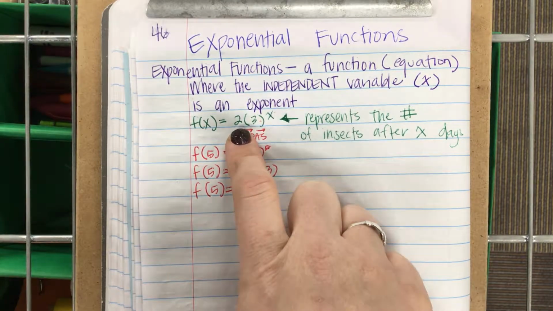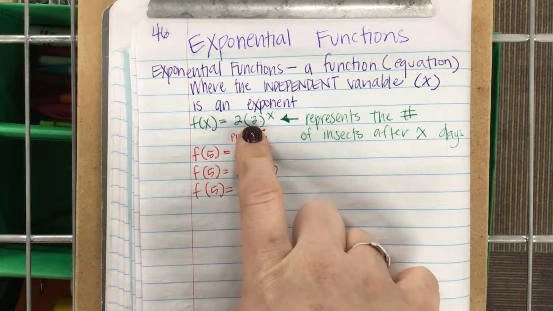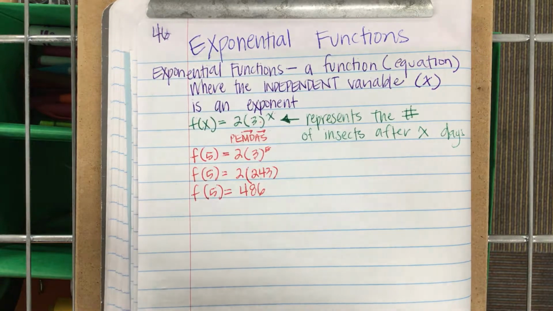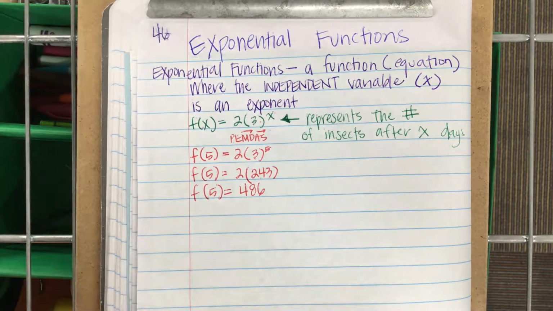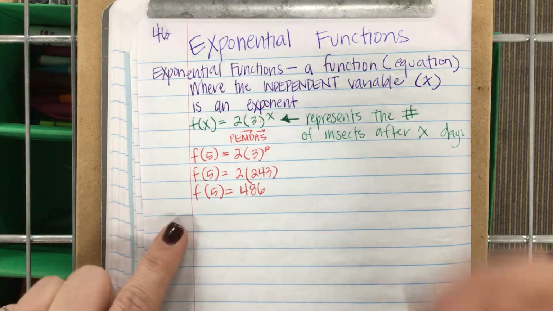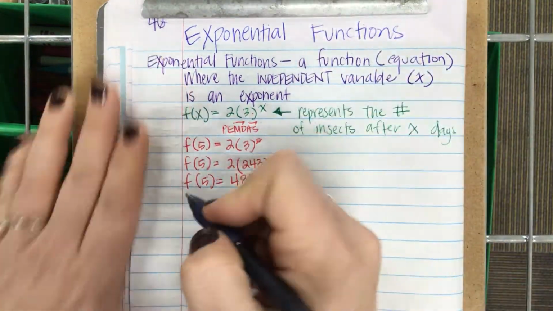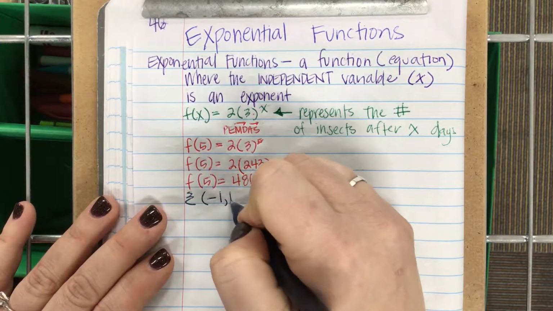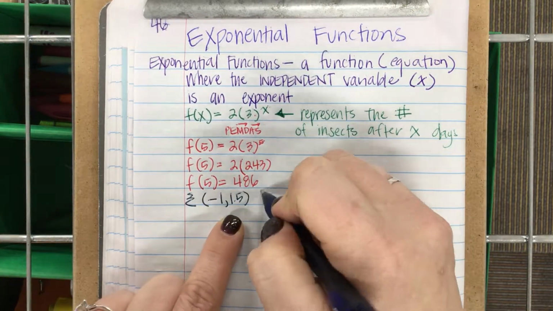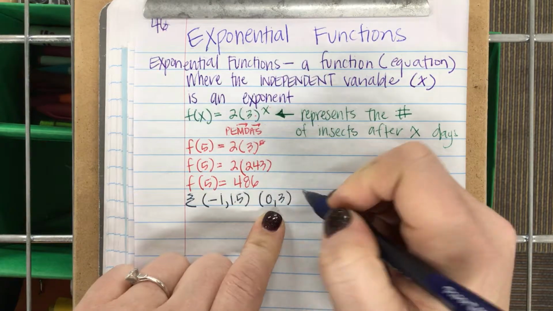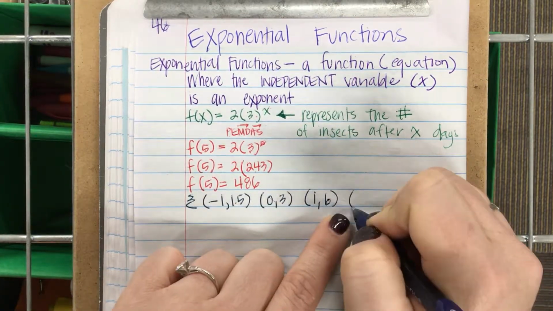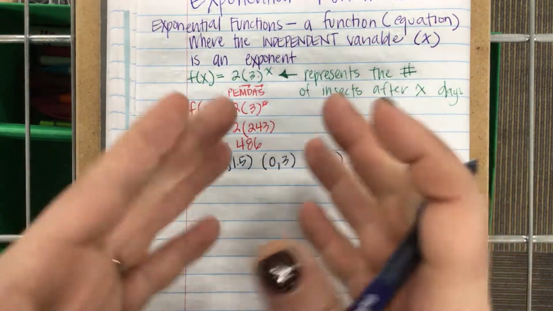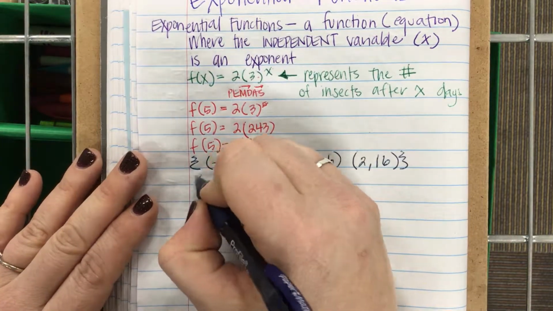So identifying, right? Identify is a fairly low-level Bloom's idea. Identifying is just looking and seeing. Is this an exponential function? Is your variable an exponent? If your variable is an exponent, yes, it is an exponential function. Or you could be given a set of values. If you're given a set of values like negative 1, 1.5, and then the next set of values is 0, 3, 1, 6, and 2, 12. This could be given to you as ordered pairs, or in a table. Let's put it in a table so we can see both.